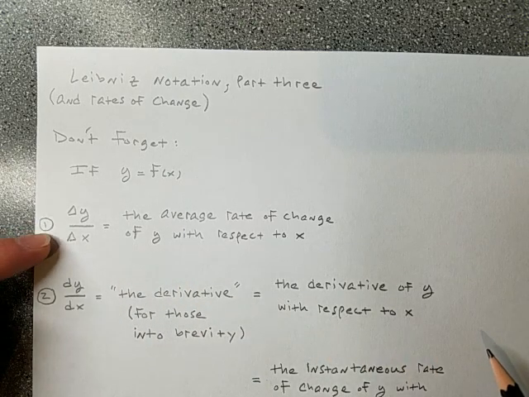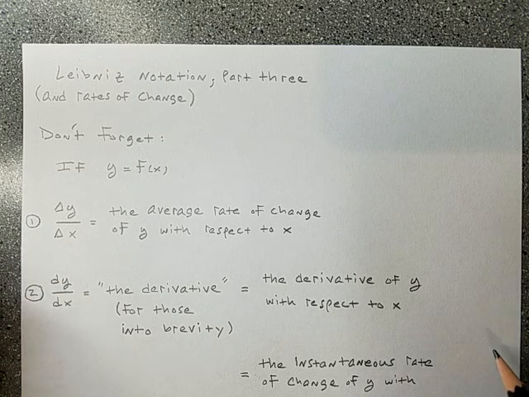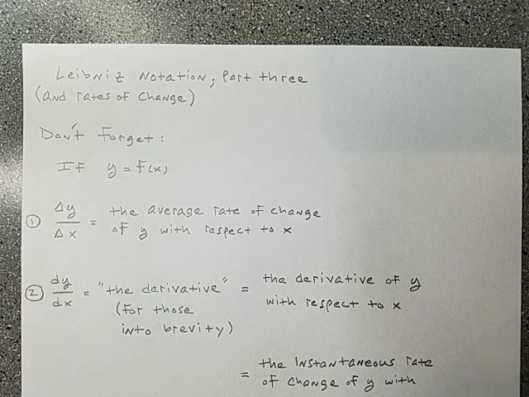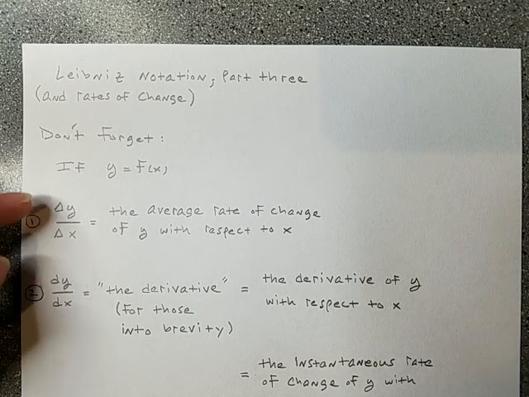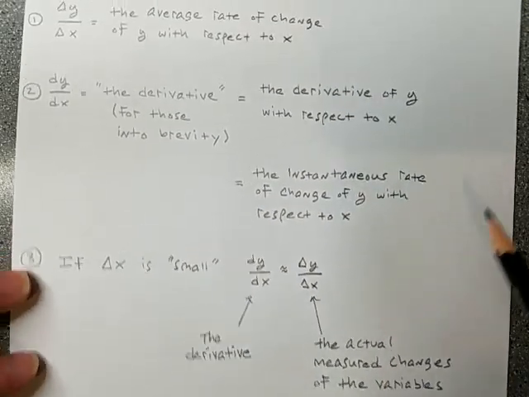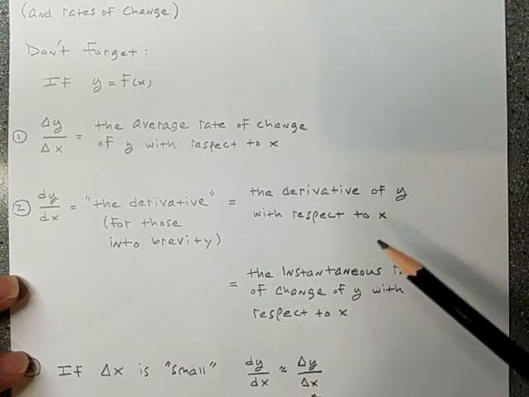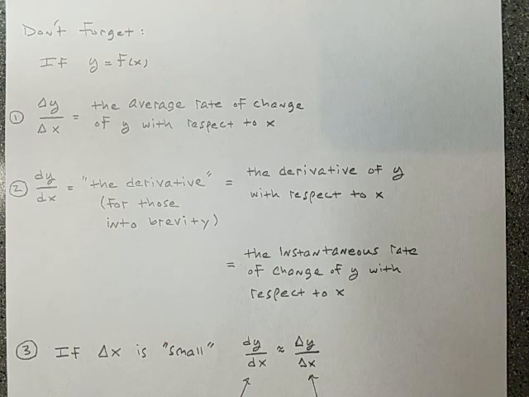You see the delta notation even in science class, like chemistry or physics, where delta is still used to mean change. It's a universally accepted use of that symbol, that triangle, the Greek letter delta. Okay, so now both of these are rates of change, right? This is an average rate of change, and the derivative is an instantaneous rate of change, all right?